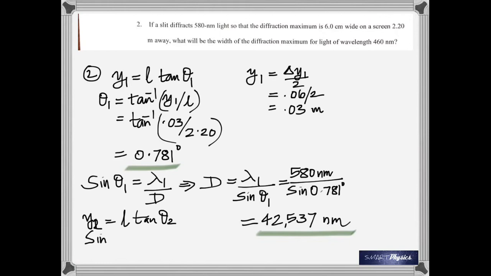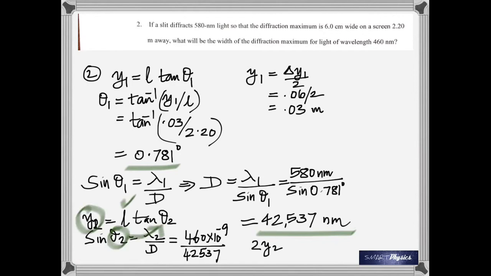Now we can use that information in the second one to find sine theta 2, because the second wavelength is 460 nanometers. Now I'll have to use that and then take twice that. Actually, I have not calculated because there's no space here. You'll have to take twice of that. I think you can get the answer, right, with that?